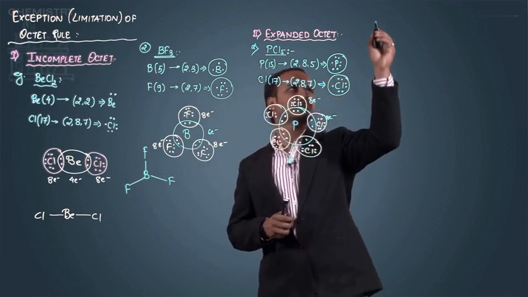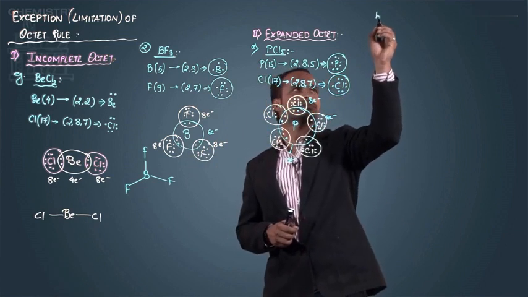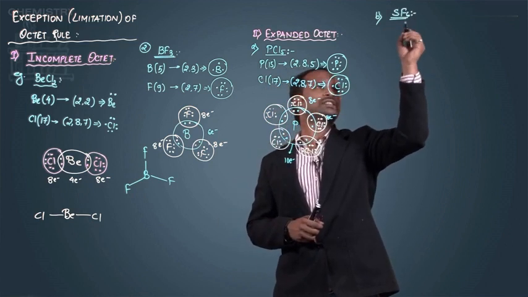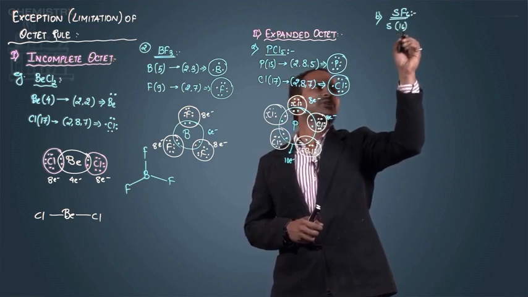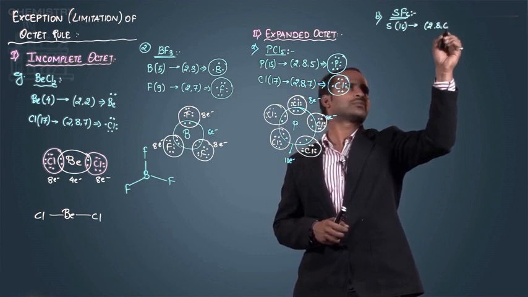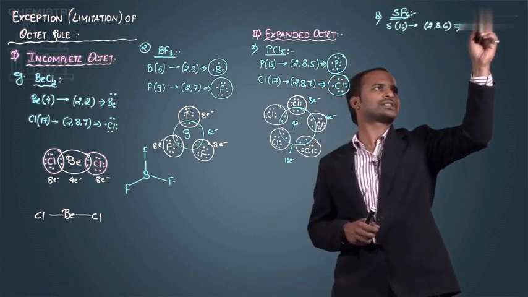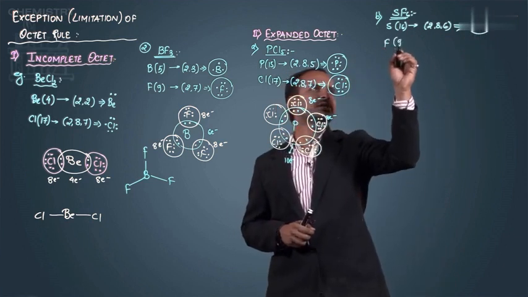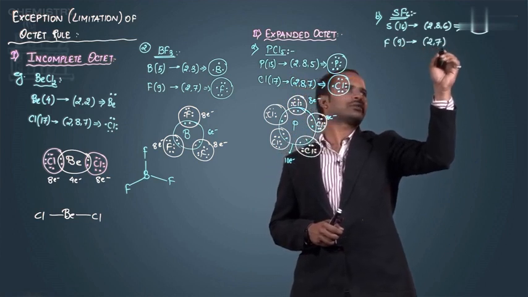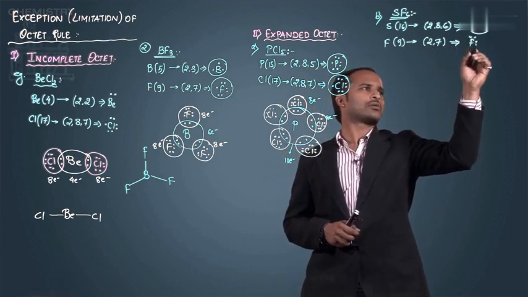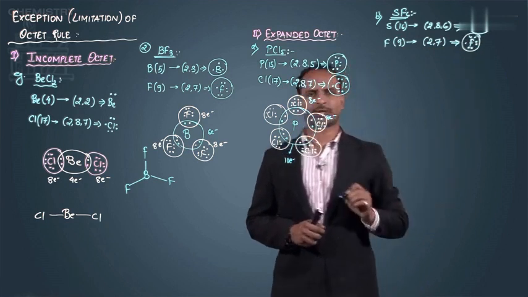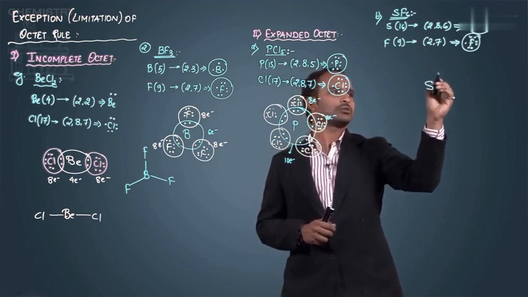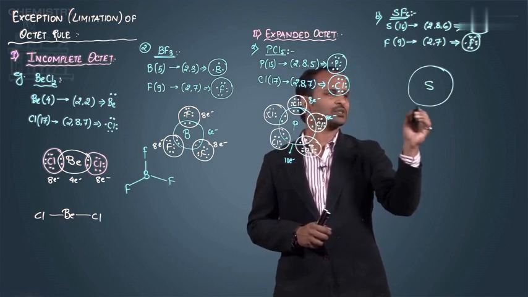The second example here: the formation of the SF6 molecule. For SF6, the sulfur atom has atomic number 16, and its electronic configuration is 2, 8, 6. That means sulfur has 6 electrons in the outermost orbit. Similarly, fluorine has atomic number 9, that is 2, 7, so 7 electrons in the outermost orbit. So sulfur with 6 electrons in the outermost orbit forms 6 bonds with the fluorine.